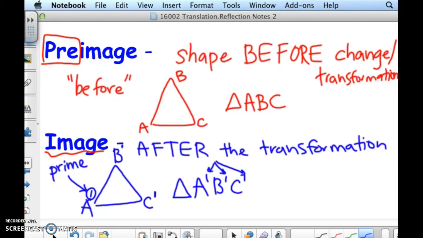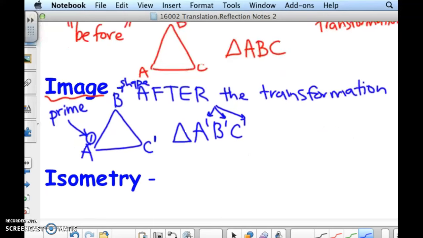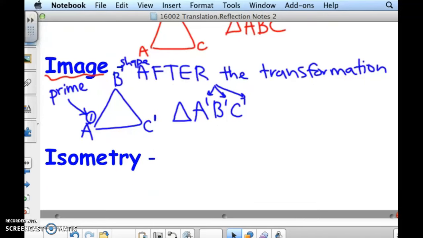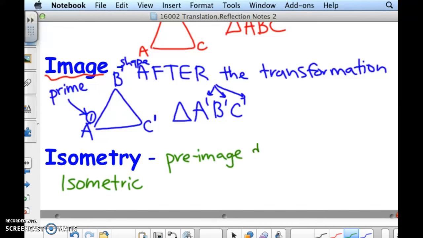So I've got my pre-image, this shape before it's been changed, my image, this shape after the transformation, and then finally we're going to talk about isometry here. A lot of times I'll refer to this as these shapes are isometric. What this means is that my pre-image and my image are congruent, okay? So they are congruent. Remember my symbol for congruent?